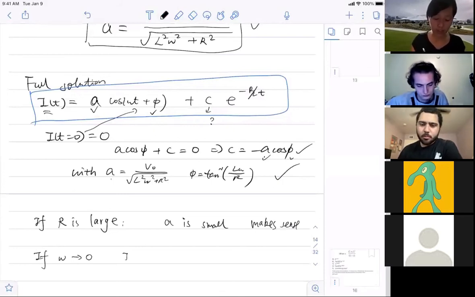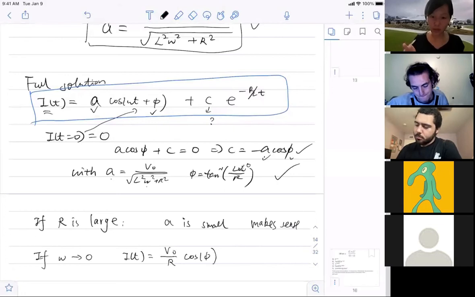So I(t) becomes A, as omega is 0, this just becomes V naught over R, right? Cosine phi, and what does phi become? When omega is 0, phi is 0, your phase is 0. Okay, so that goes to 1. And plus your C, which is becoming a constant now, V naught over A. And you have a minus sign e to the negative R over L t.